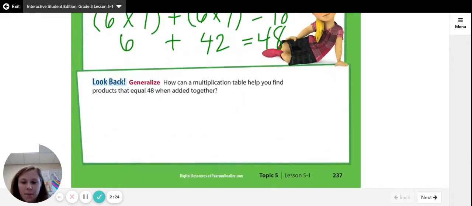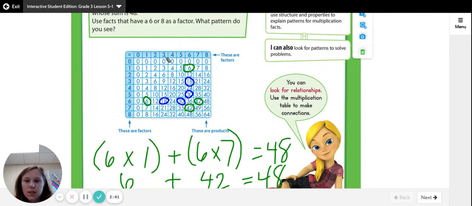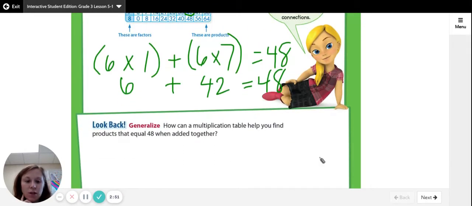Let's look at the bottom. How can a multiplication table help you find products that equal 48 when added together? So the table helps me see that as one factor increases, the other factor decreases. So for example, as I see 6 times 1 is 6, then I have 6 times 7 down here. But then if I increase one factor, 6 times 3 instead, then my next factor would be 6 times 5, so that is lower. Let's look at the next page.